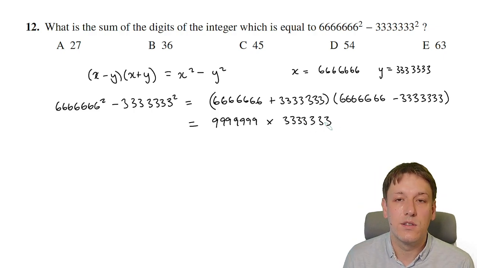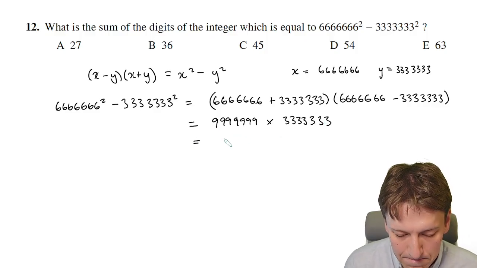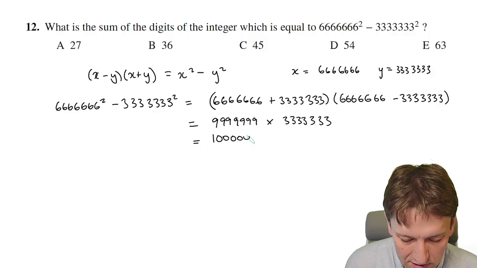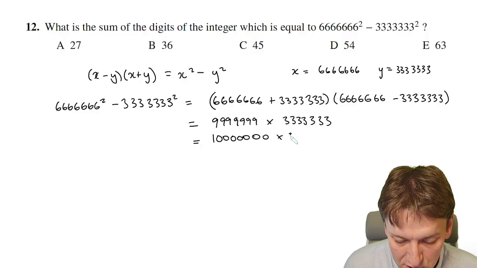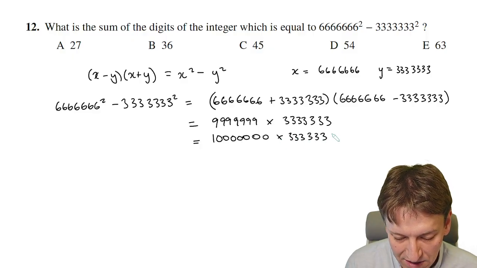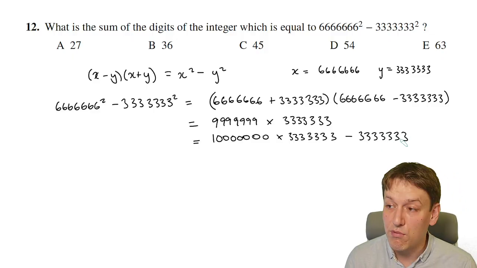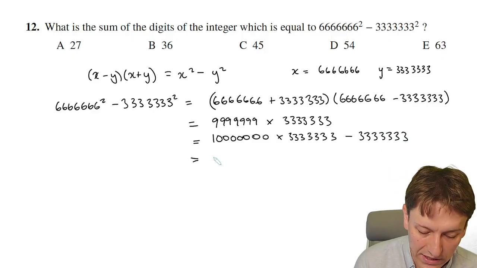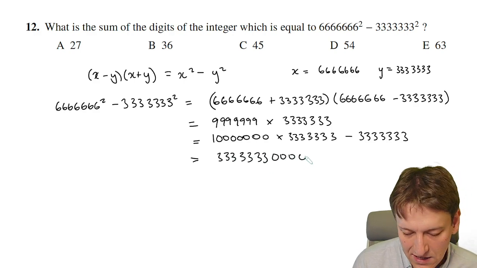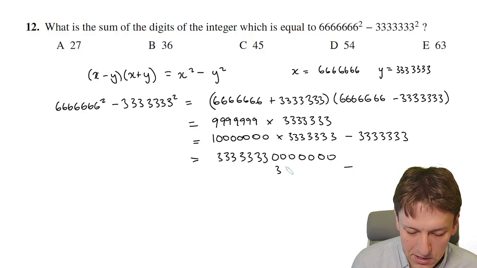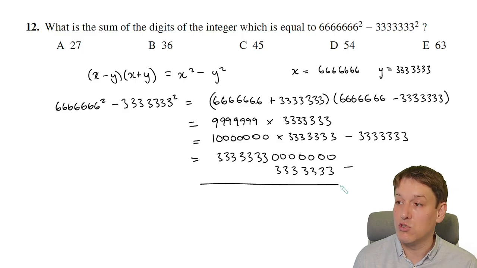And now to work out this product, well, I suppose the easiest way is just to think of this as saying, well, it's 1 with 7 zeros times the 3s, minus just a number that has 7 3s in it. It's not too hard to work this out. I've just got to take this number here and add 7 zeros, and then subtract this number, and now we can just do the subtraction.